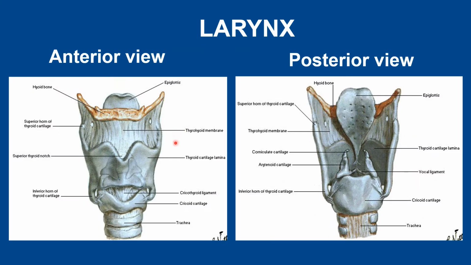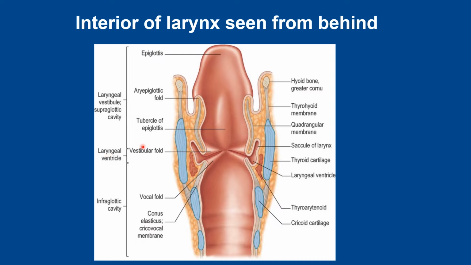The larynx. This is the anterior view of the larynx. The larynx contains certain cartilages joined by ligaments. These are the epiglottis, the thyroid cartilage, and the cricoid cartilage, and some small cartilages are there. Inside the larynx lie two folds, the vestibular fold and the vocal fold.